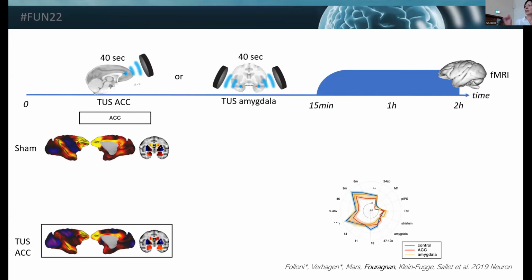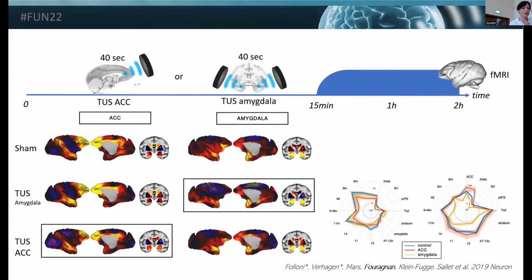And this was area specific. So if we were targeting another region, say bilateral amygdala, then we couldn't find any difference with the baseline session in terms of the functional connectivity of the ACC with the rest of the brain, which points at the specificity of the technique. It was exactly the same for the amygdala.